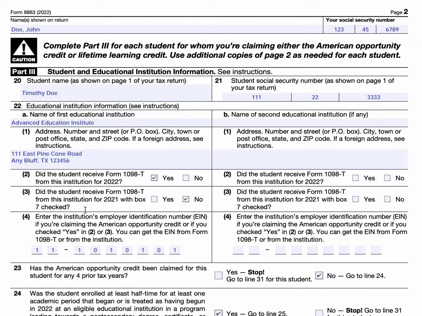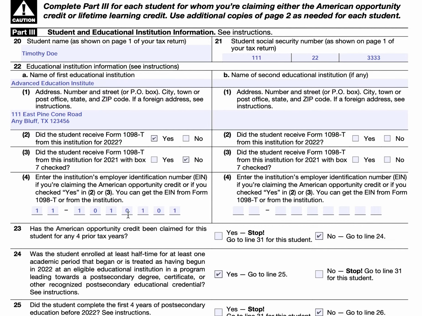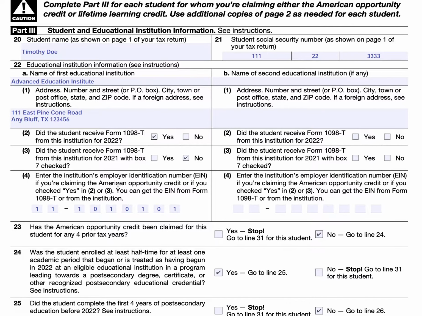And then, of course, the EIN needs to be entered. You should be able to get that. You probably would have that. And if not, then the financial assistance office at the college would be able to give that information to you.